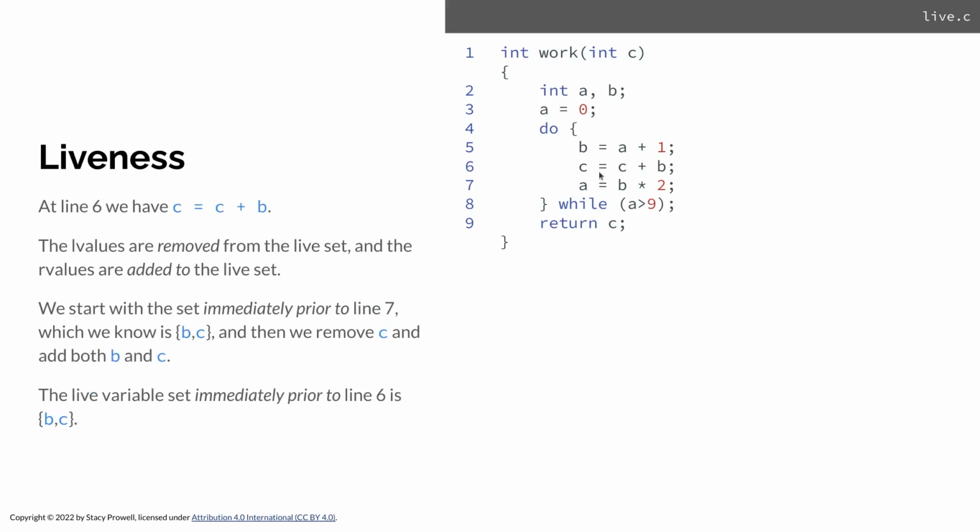We can move back to this prior line. We see that since B is live, and we do care about C, so I forgot C is also live. So C is live. C and B are live prior to this. We write to C, so we take C out of the set, and we put the things it depends on in the set, and it depends on the prior value of C and B, so C and B go back in the set and there's no change.